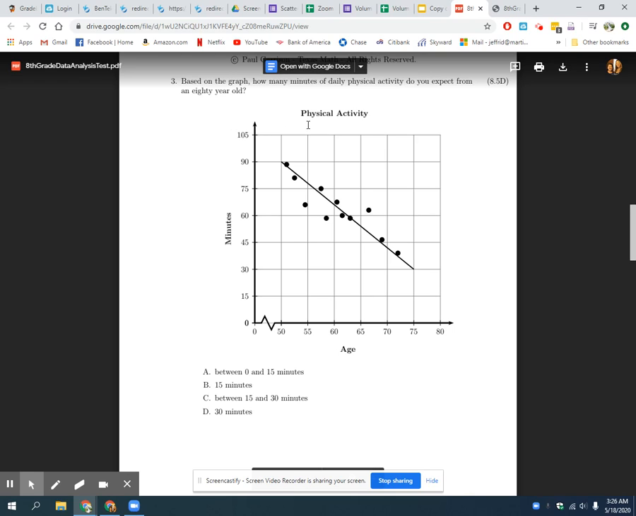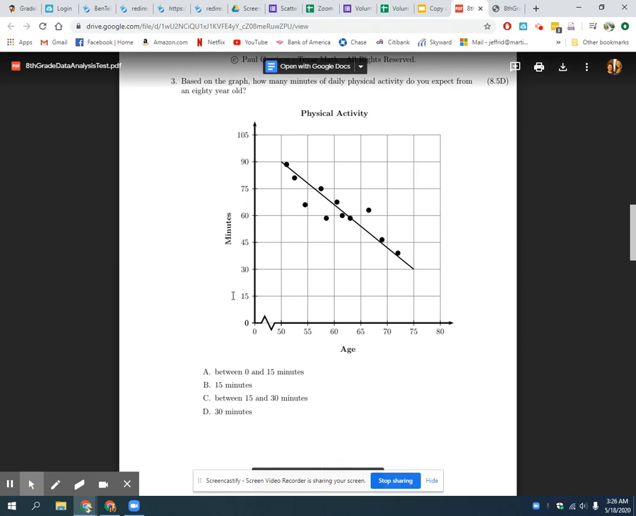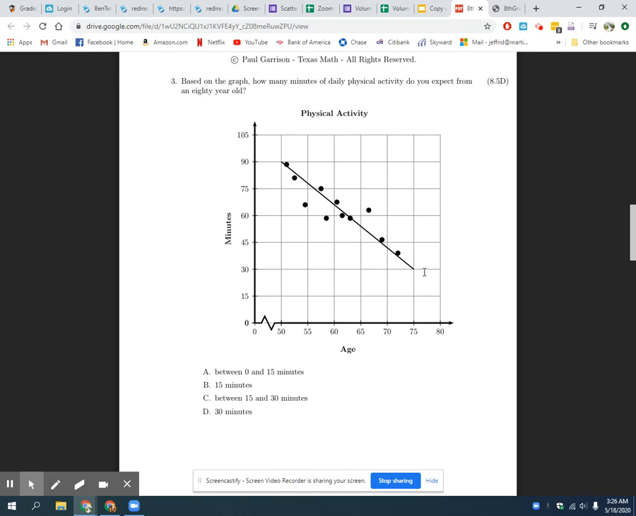So we want to know how to answer this question and how to read this graph. This graph is titled Physical Activity. The x-axis is your age. So here's our 80. And then your minutes is your y-axis. So this looks like a negative slope.